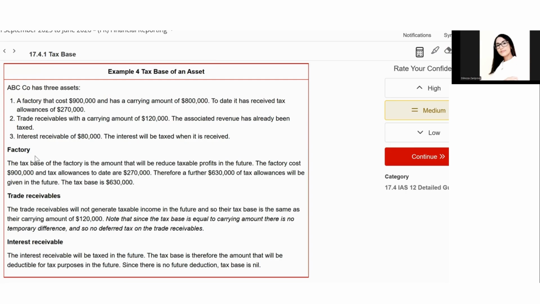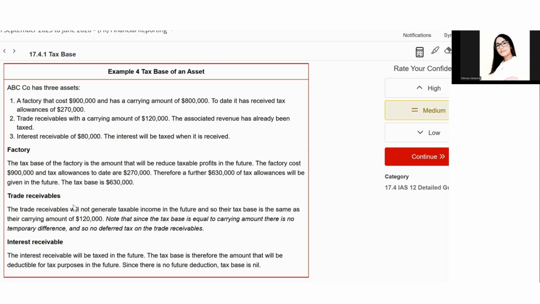So what about the factory? The tax base of the factory is the amount that will be reduced taxable profits in the future. The factory cost 900,000 and the tax allowances to date 270,000, right? You should deduct from this one, this amount, right? And you have tax base this. It means tax base means that based on this amount, you calculate tax, right?